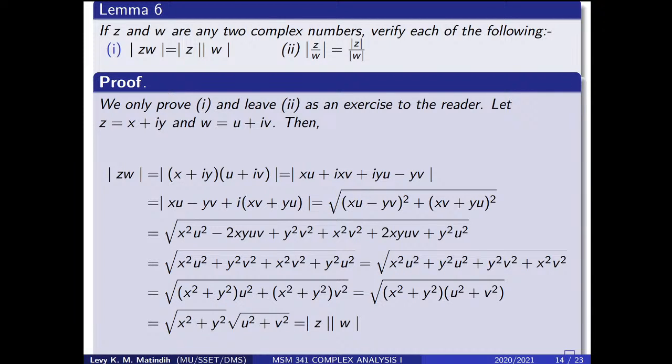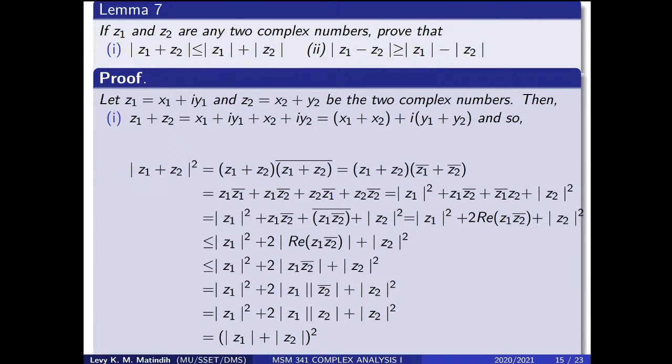And this gives us the proof, which is part 1 of lemma number 6. Then we are done. In the next part of the proof, we are looking at the triangular inequality of complex numbers, which is lemma number 7.